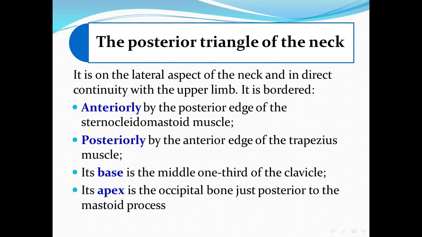We move on to talk about the posterior triangle of the neck and its structures. The posterior triangle is on the lateral aspect of the neck, and it is in direct continuation with the upper limb. The borders of the posterior triangle include anteriorly the posterior edge of the sternocleidomastoid muscle, posteriorly the anterior edge of the trapezius, and the base is the middle one-third of the clavicle, and the apex of this triangle is the occipital bone just posterior to the mastoid process.